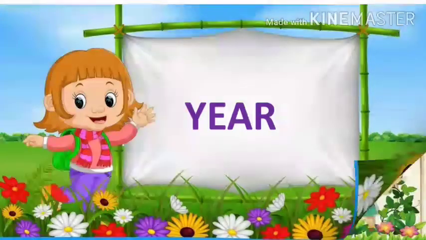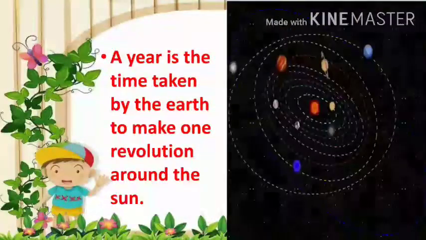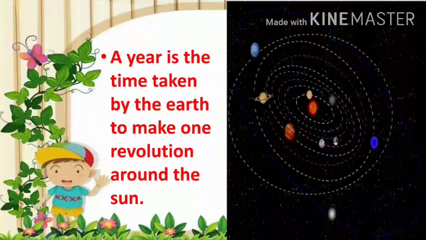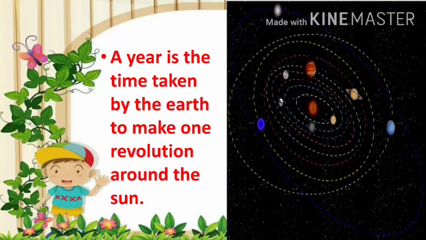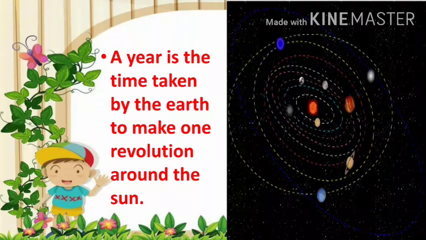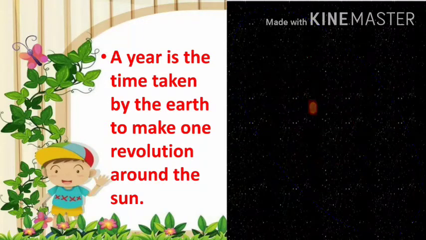Year. A year is the time taken by the earth to make one revolution around the sun. A year has 12 months or 365 days. Each month is divided into weeks. A month has 4 weeks and a few more days. A week is of 7 days.